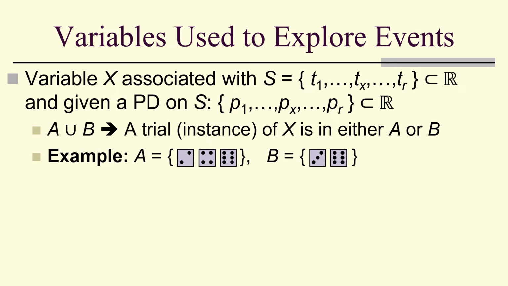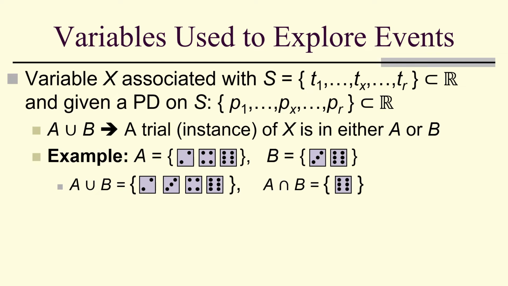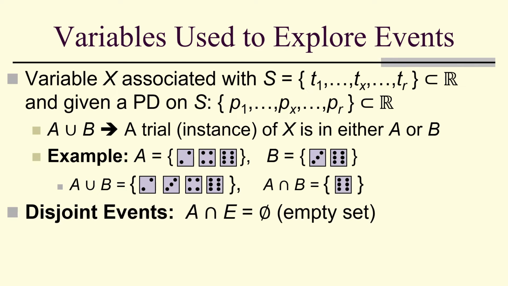So let's look at some examples. Here's my A and here's my B. The union is just 2, 3, 4, and 6, each occurring one time. And the intersection is just the outcome 6.